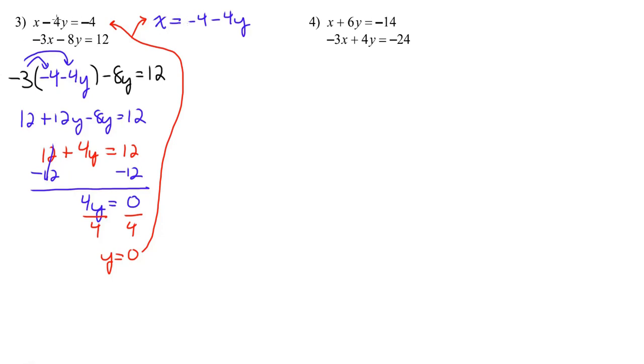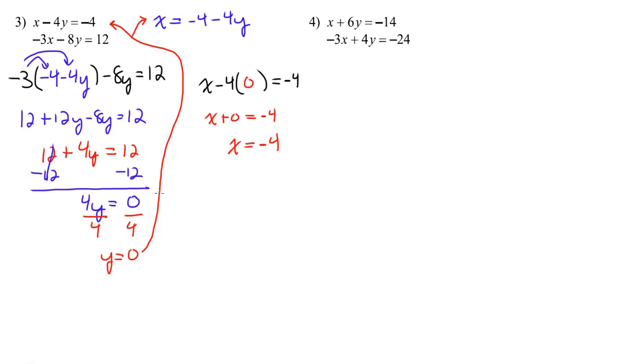So I'm going to go ahead and use the original one. So I'm going to say, okay, x minus 4 times y equals negative 4. And we know that y is 0. Now anything times 0 equals 0. So this becomes basically x plus 0 equals negative 4. And anything plus 0 equals itself. So x equals negative 4.